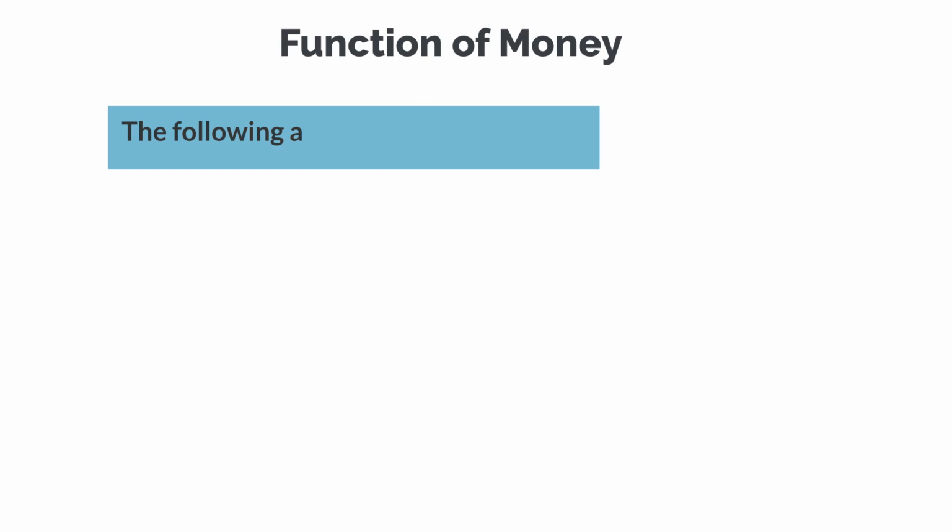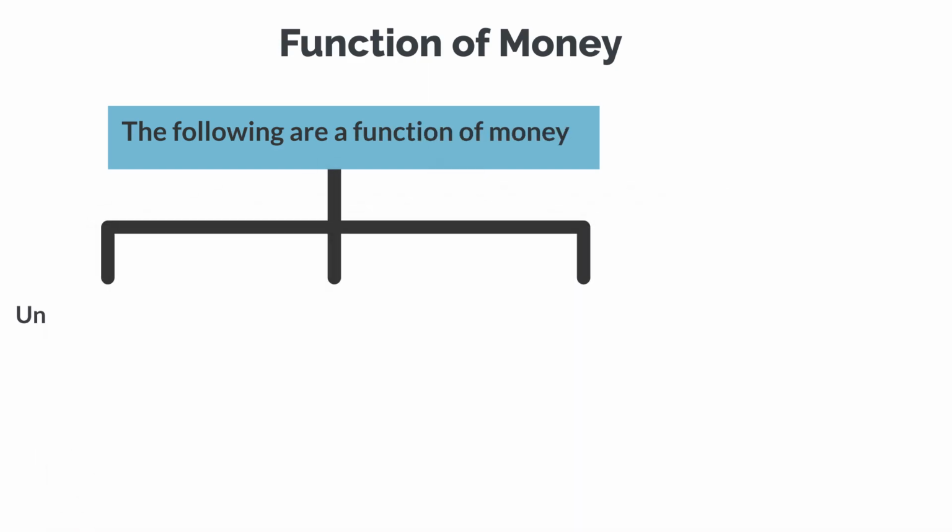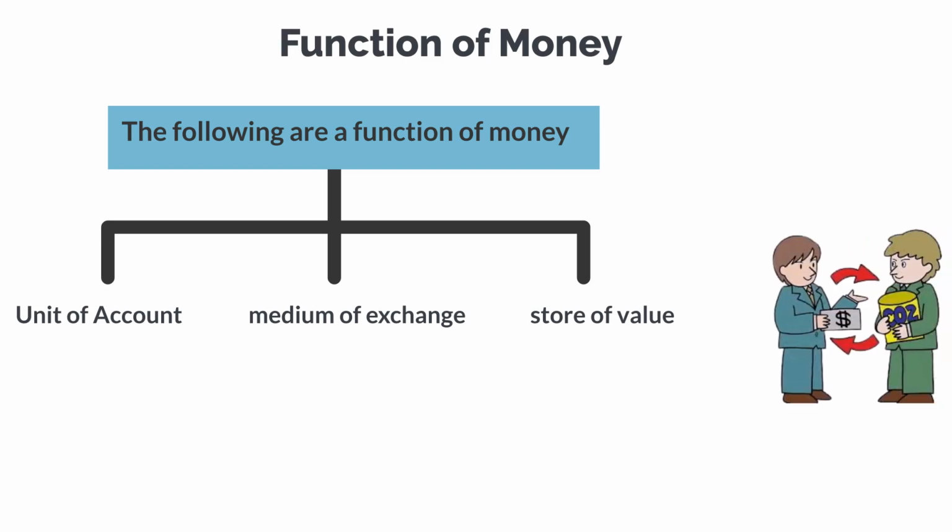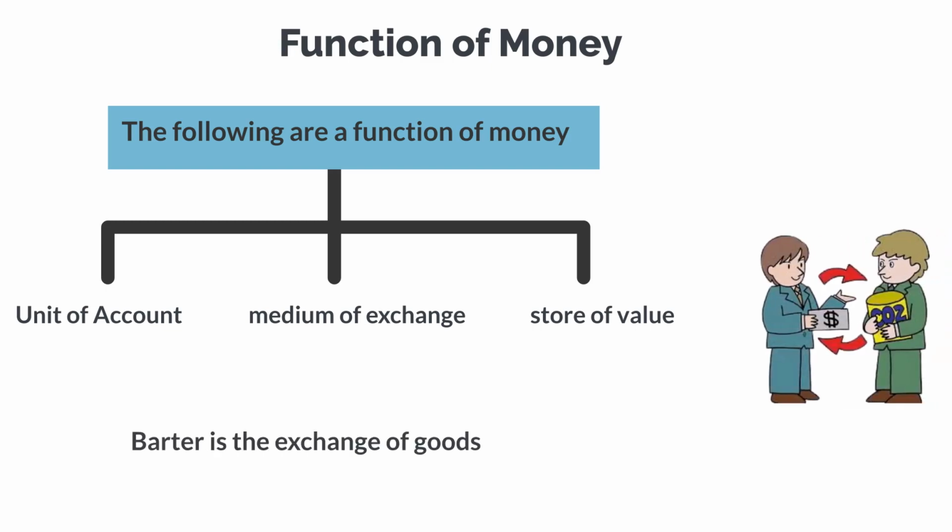Function of money. The following are functions of money: a unit of account, a medium of exchange, and a store of value. This is different than bartering. Bartering is the exchange of goods and services directly for other goods and services. Money is a store of value.